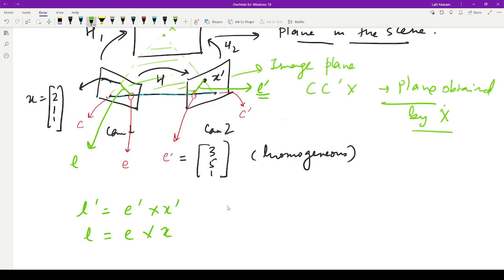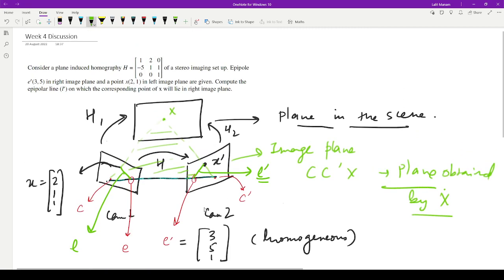Someone got confused here. They tried to take the cross product of E prime with X. That's not how you create a line here. Now, given this definition of L prime, how can you obtain L prime given X, E prime, and H? What does H do? We are given a homography between two image planes, right? How can you make use of it?